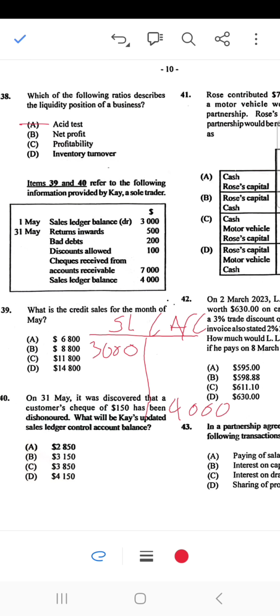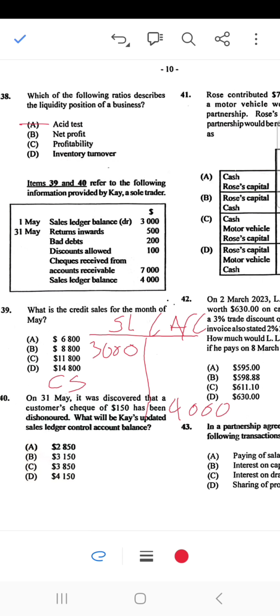Now our debtors control account, or our sales ledger control account, we look at it as an asset account. If it increases, we debit. If it decreases, we credit. So if it's going to increase how much people owe us, we debit. If it's going to decrease how much people owe us, we credit. So credit sales, which would increase how much people owe us, will go on the debit side. But we're not sure what that is yet, so we're just going to put CSA, and we'll wait to work it out.